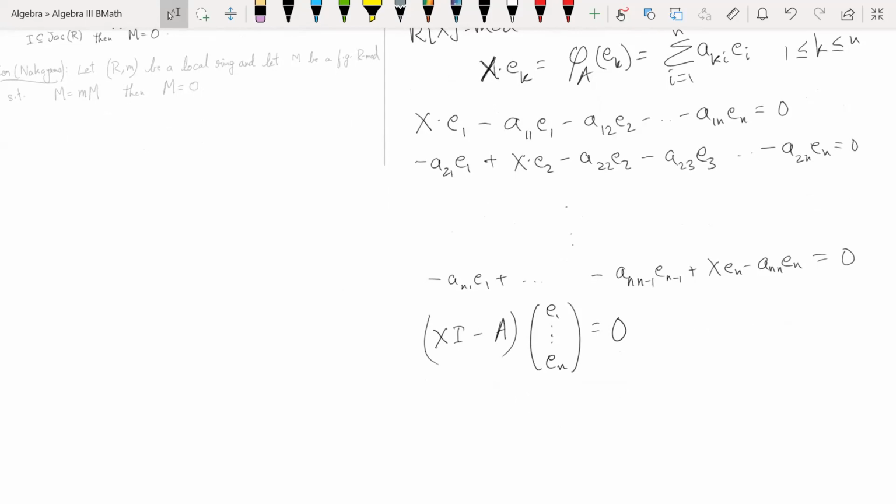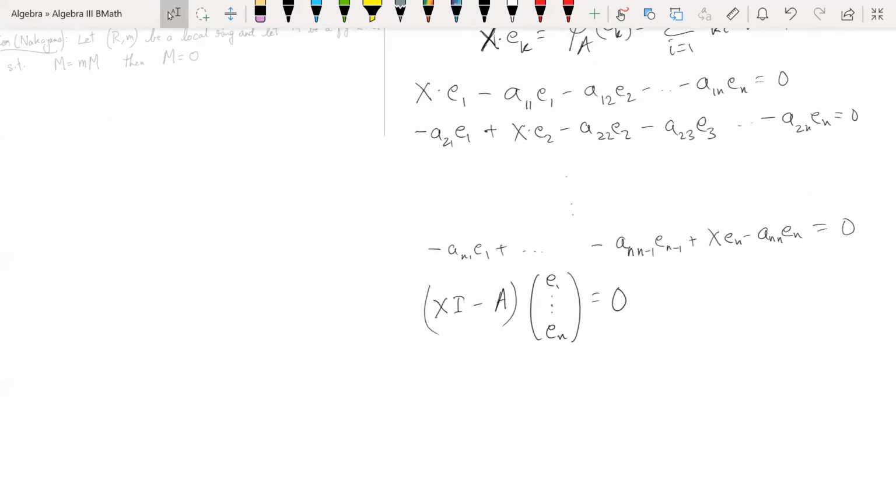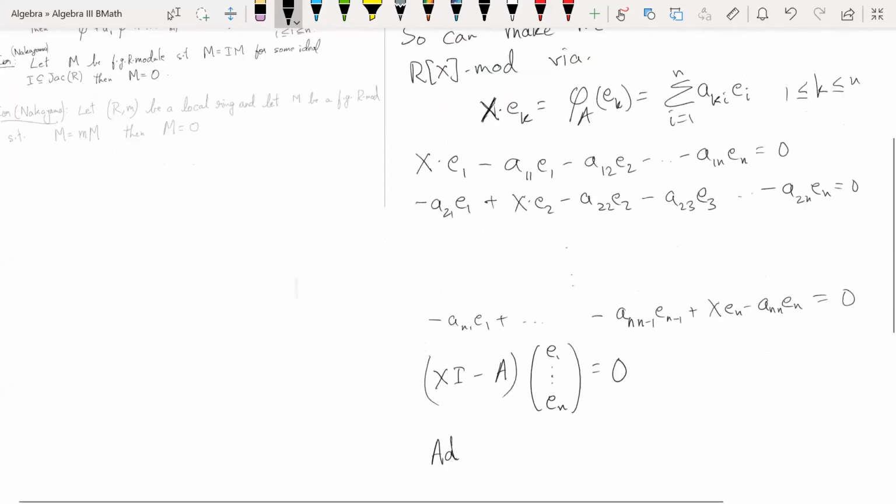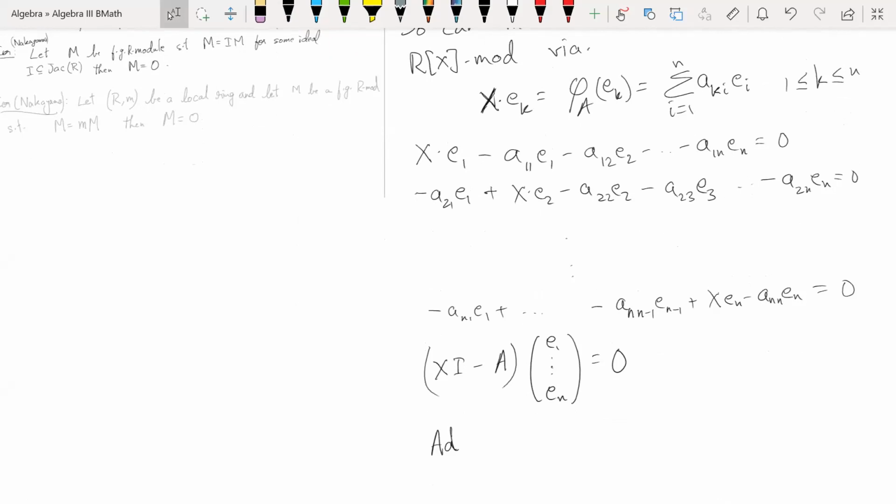So now, the trick here is that you just multiply by the adjoint of this matrix. This is a matrix with elements in R[x]. xI minus A is a matrix with elements in R[x]. So you multiply by the adjoint of xI minus A, which will be an n cross n matrix with entries in R[x].